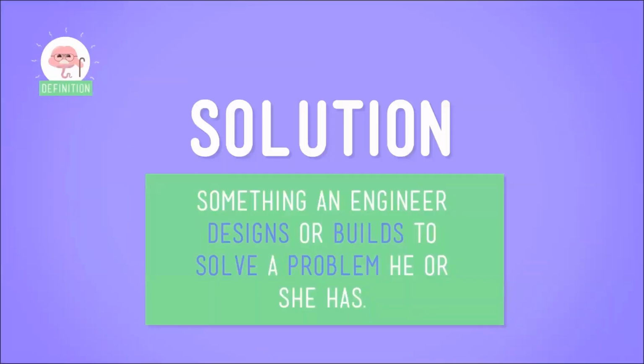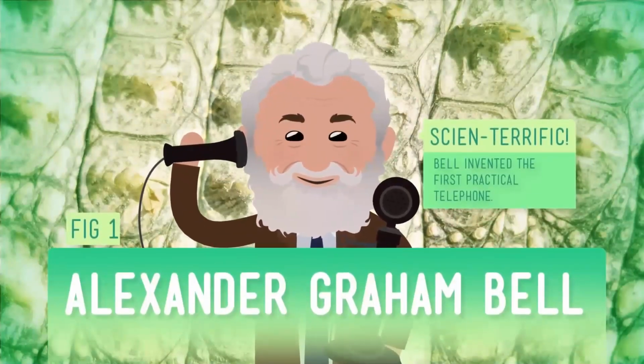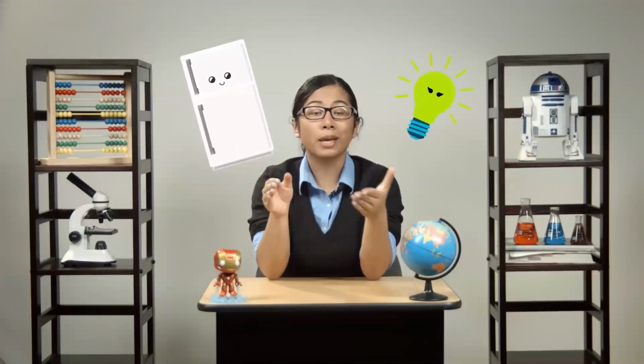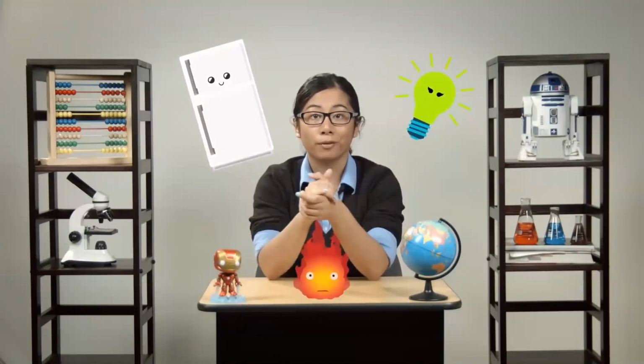Okay, let's back up a bit. A solution is what again? A solution is something that an engineer designs or builds to solve a problem he or she has. Some solutions that engineers have come up with include the telephone, a solution to the problem of how people in different places can communicate with each other. Or the refrigerator, a solution to not being able to keep food fresh for long periods of time. Or light bulbs, a solution to not being able to see at night using something that's safer, brighter, and more reliable than an open flame.